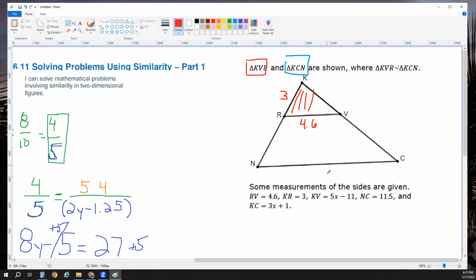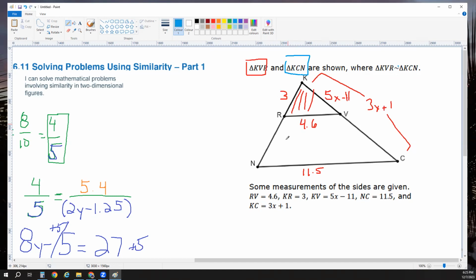This is 5x minus 11. NC is 11.5. And KC is 3x plus 1. All right, and let's solve this one. Okay, so let's figure out what our proportionality is. What would you do?